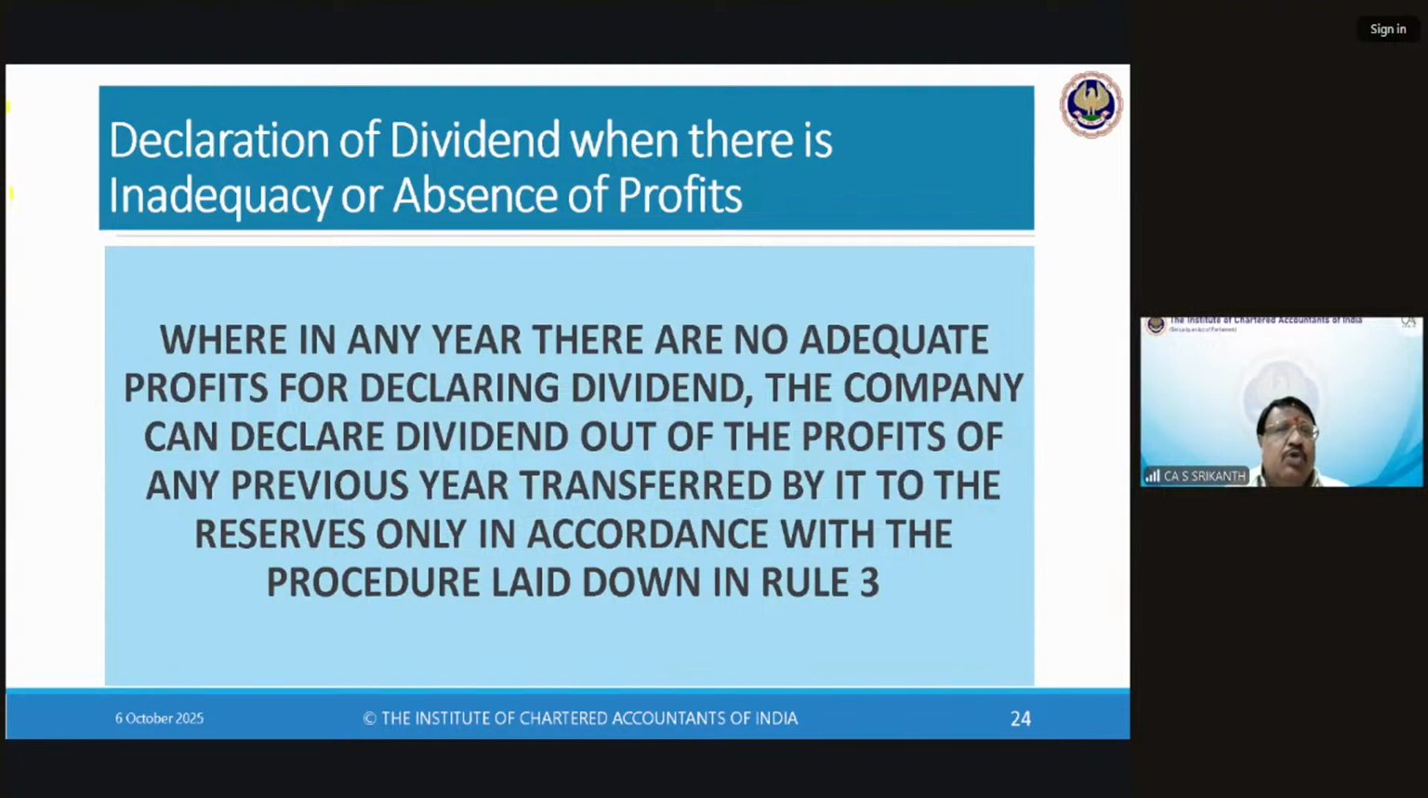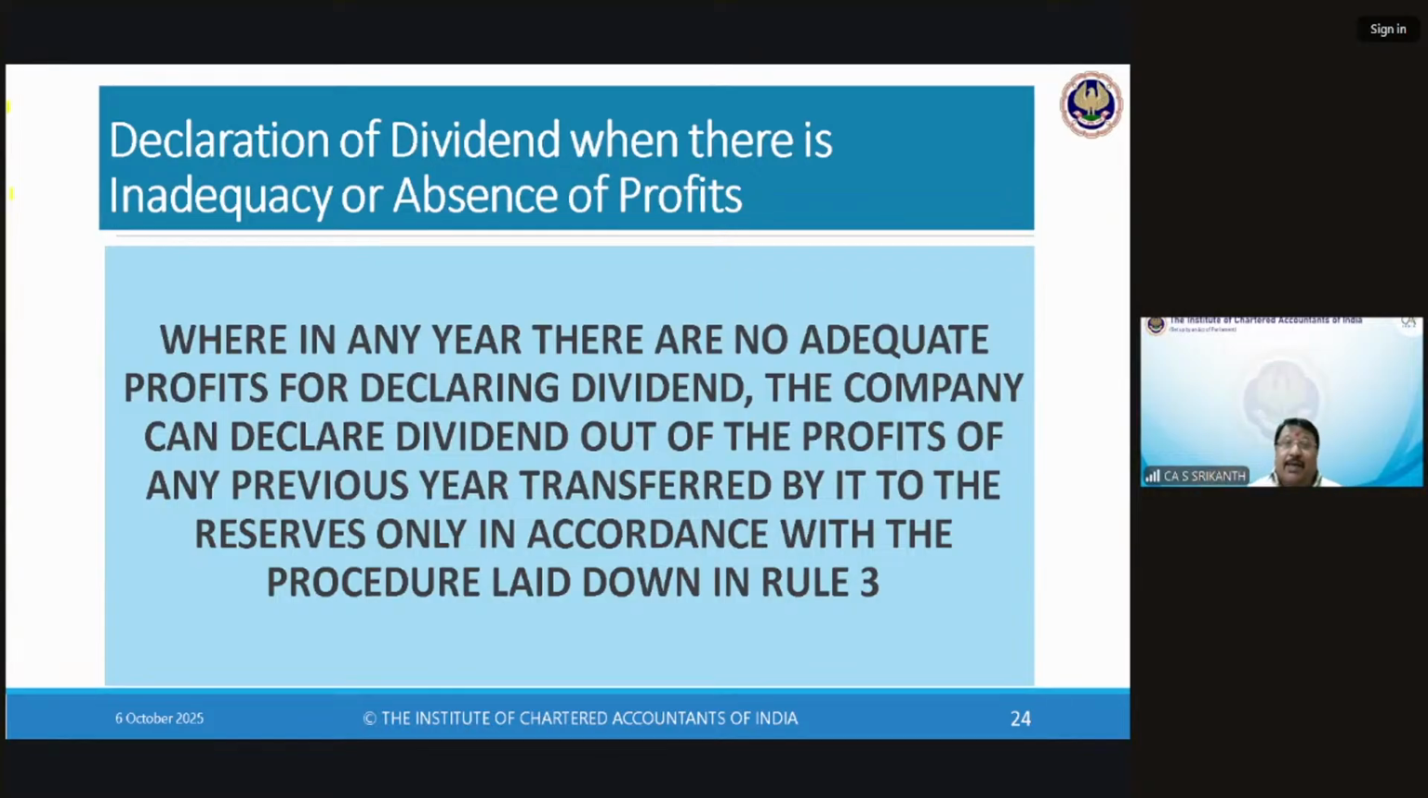So basically, this is a situation where there is no adequate profits. What do you mean by that? There is no balance in P&L account. Loss hai. Or profit is there, but not sufficient for declaring the dividend that they want to declare. Suppose they want to declare 15% dividend. The amount available in P&L account is not worth that much. Whatever it is, adequate profit is not there or no profit. Okay, for declaring the dividend.